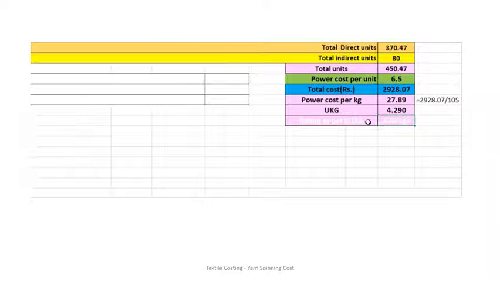This UKG as per CITRA norms rating for this UKG is average. Okay, this is an average mill. If the units consumed is 4.29, then it is an average mill.